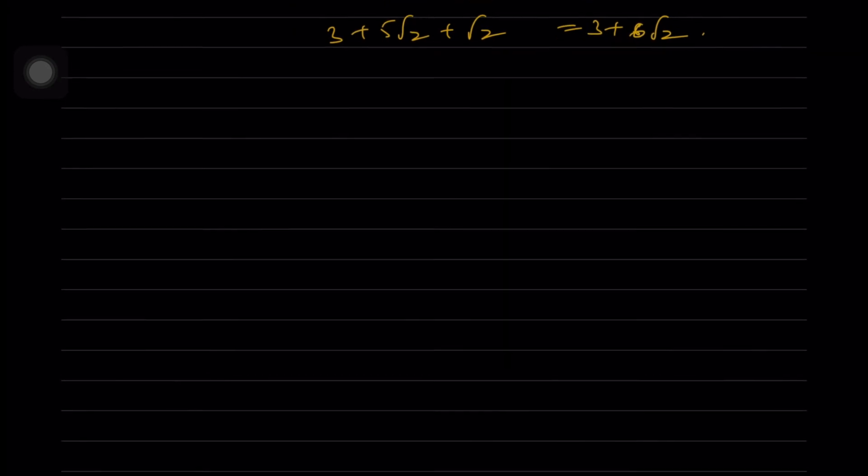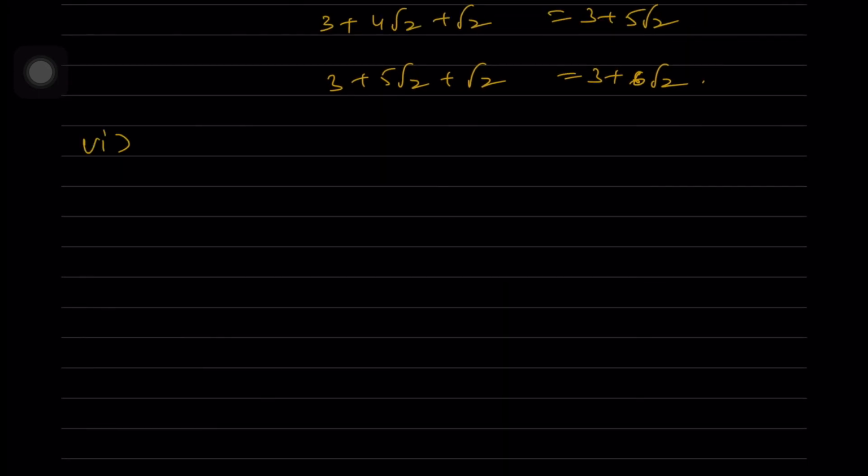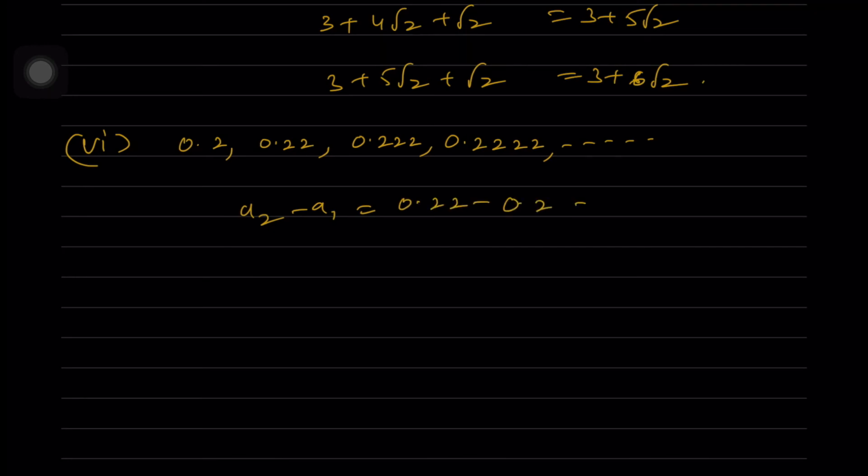So now going to the next one, the 6th one: 0.2, 0.22, 0.222, 0.42, and so on. So a1, a2, a3, a4 are given to us. a2 minus a1 is equal to 0.22 minus 0.2, which is equal to 0.02.